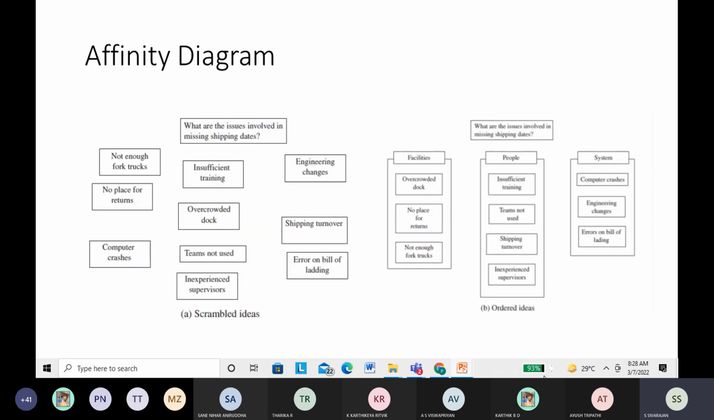The third is the affinity diagram. Now we have some scrambled ideas. For the same example I told you, advertisement. Here they have taken an idea: what are the issues involved in missing shipping dates? So we are not able to give shipping dates. Shipping is done by means of the harbor. The people are not trained properly. Engineering changes are there. Shipping turnover. Billing errors: if the billing is not proper, shipping will be missed. The dock work, we are not able to get.